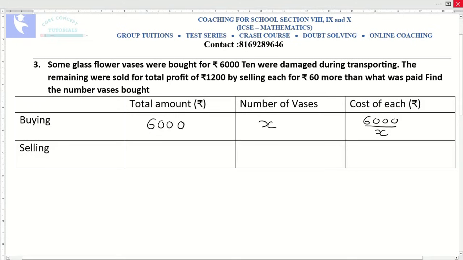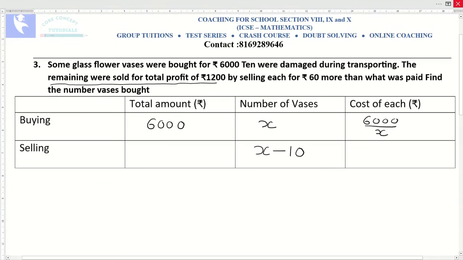But something happened. What happened? 10 were damaged. Meaning we have bought x vases, and from that 10 are now damaged. So it is x minus 10. Now we have to compensate the amount we have paid. We cannot make any loss in a transaction. So the decision was taken: the remaining were sold for a profit of rupees 1200.